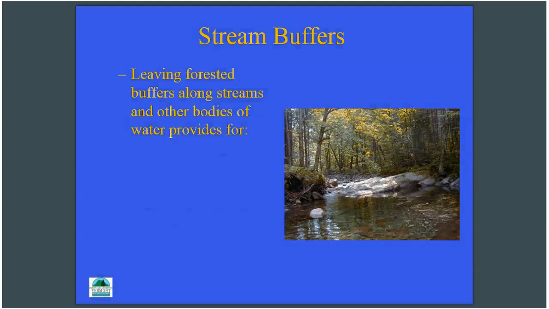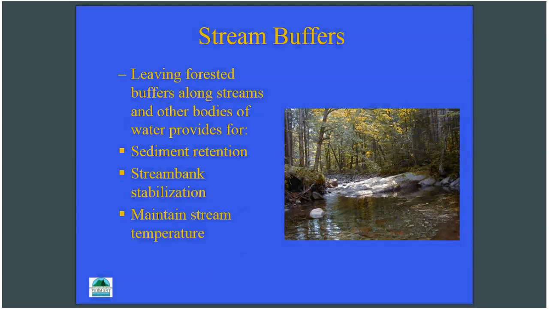Leaving forested buffers along streams and other bodies of water provides for sediment retention, stream bank stabilization, maintaining stream temperature, and also provides a food source for aquatic organisms.